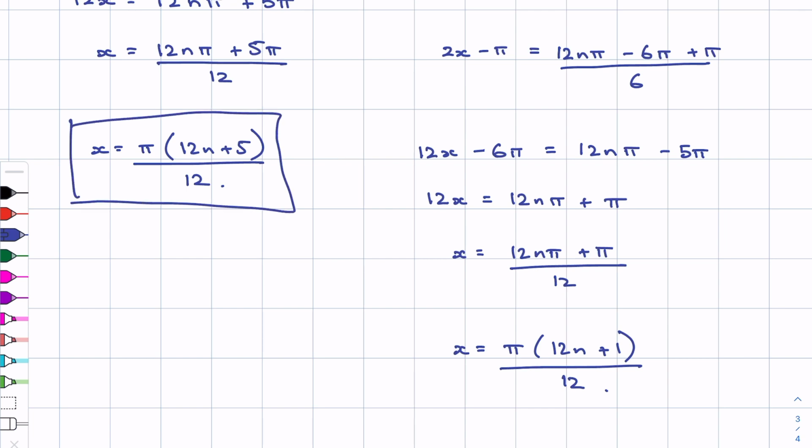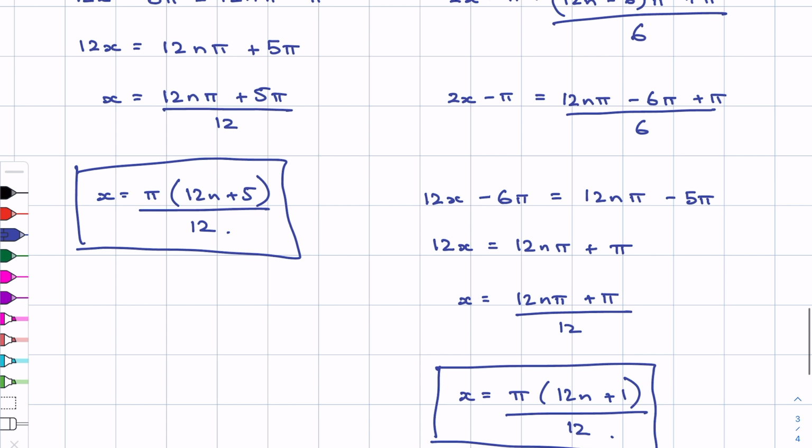So that's one general solution. That's my second general solution. And we can substitute n with any integer, and that will give us a solution around the unit circle.